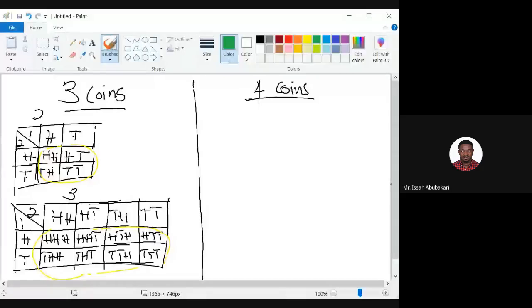Try again. Probability of getting 2 heads. What is the probability of getting 2 heads? Yes, Itipon, try. Probability of getting 2 heads will be equal to what?